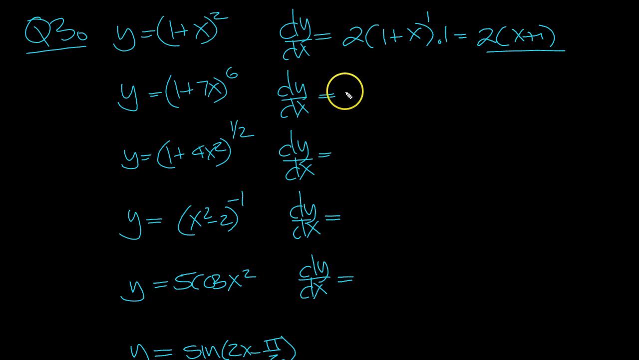This one, something to the 6, differentiate the something, 6 times something to the power 1 less, multiplied by the something differentiated, which is 0 and that goes to 7. So that's 42, 1 plus 7x to the power 5.